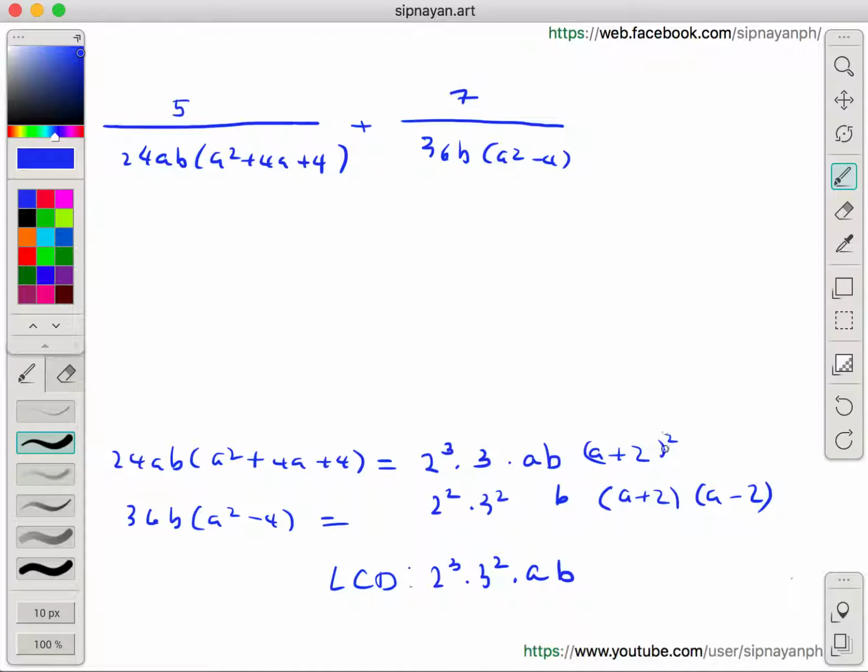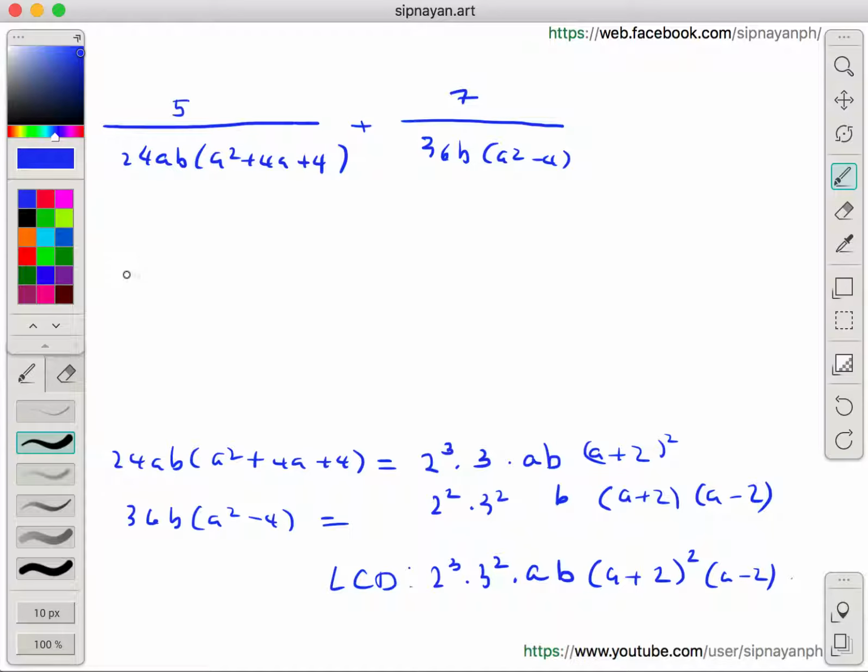Ito, a plus 2 squared, and tsaka a plus 2. Still, we get the one with the higher exponent. Kung tatlo yan, yung pinakamalaking kukunin natin. Squared. And then we have a minus 2. Okay. So ito na yung ating LCD.